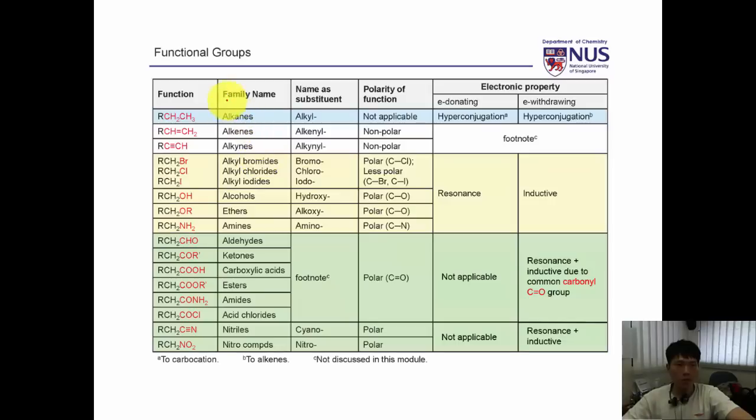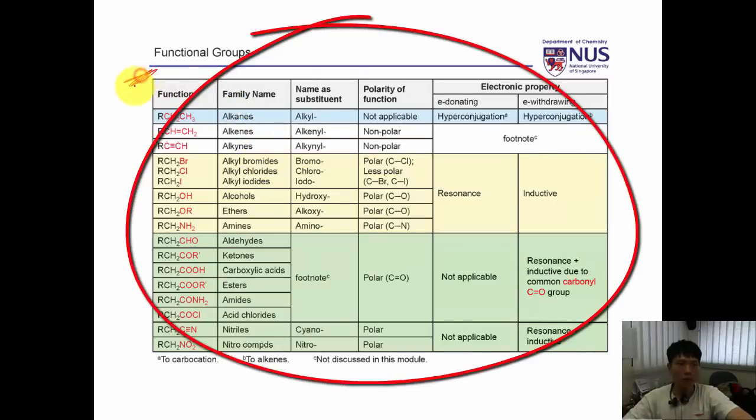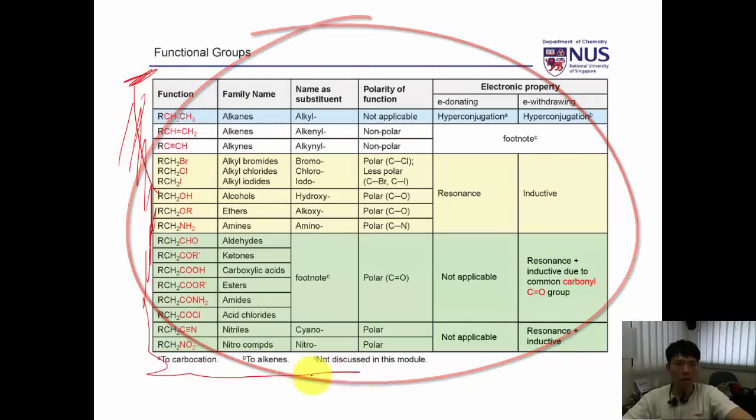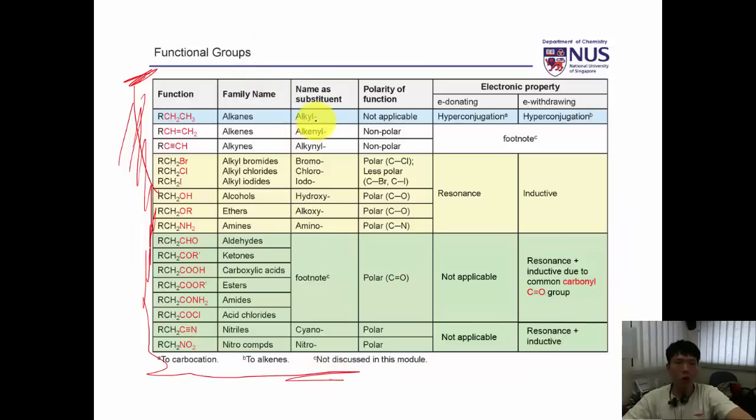This is a good summary for you for this table. The functional groups, family name, and when they're named as substituents, what do you call them? The polarity of the functional group, and of course electronic properties. Do they donate electrons or do they withdraw electrons? And if they do, what kind of effect do they show?